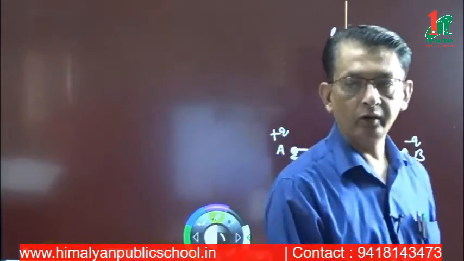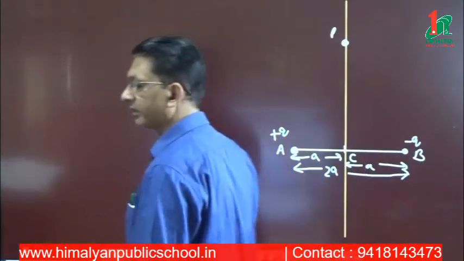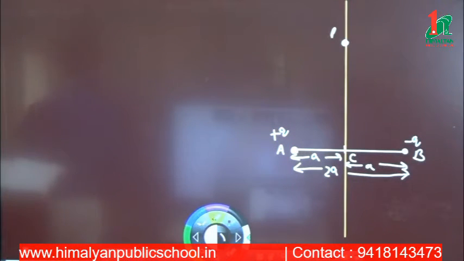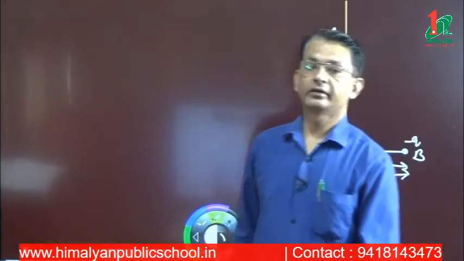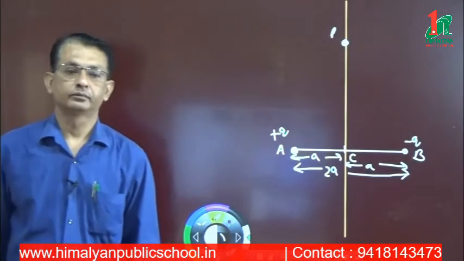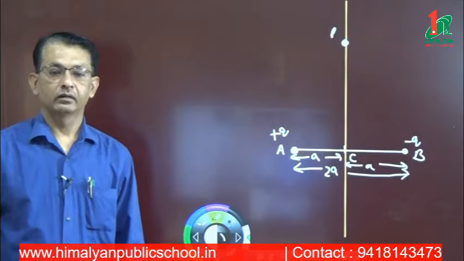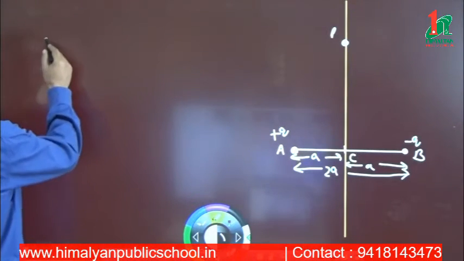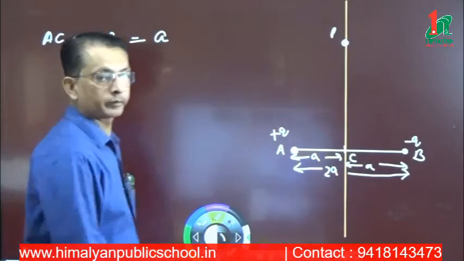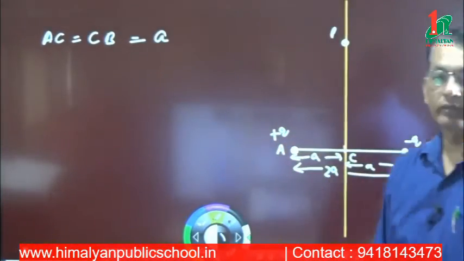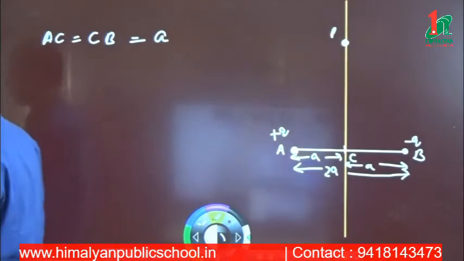Let C be the center of dipole, and 2a is the length of dipole, such that AC is equal to CB is equal to small a.